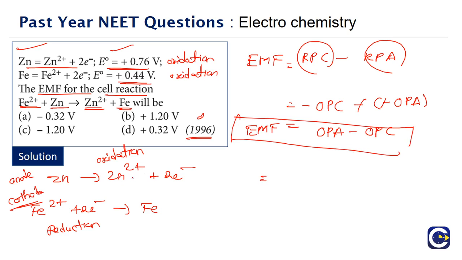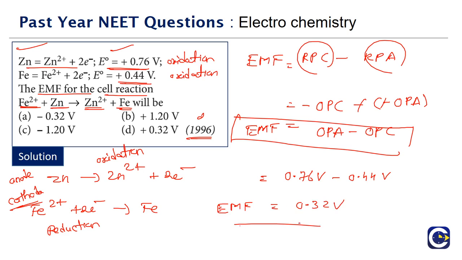What is the oxidation potential of anode? That zinc one is 0.76 volt, minus what is the oxidation potential of this cathode? 0.44, which is 0.32 volt. This is the EMF value of the given cell reaction.